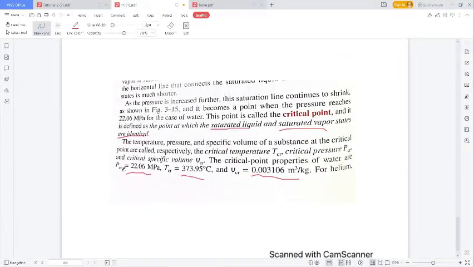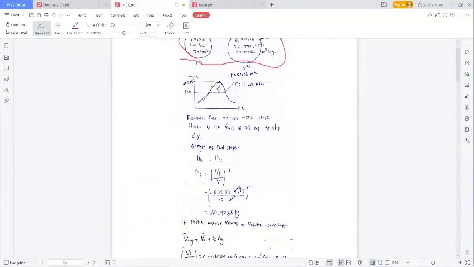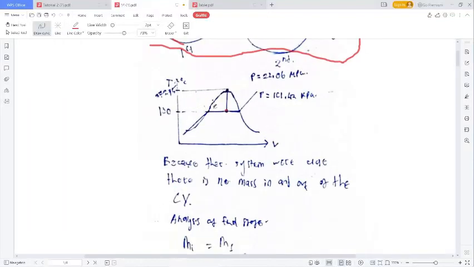At this point the pressure will be 22.06 megapascal. The temperature will be equal to 373.95 degrees C, and the specific volume will be 0.003106 meter cube per kg. So this value we're going to use in our calculation. This is the saturation line. The initial condition will be at 100 degrees C. The final condition will be at the critical point.